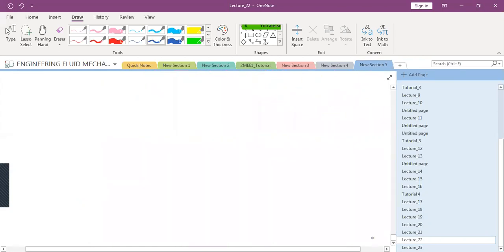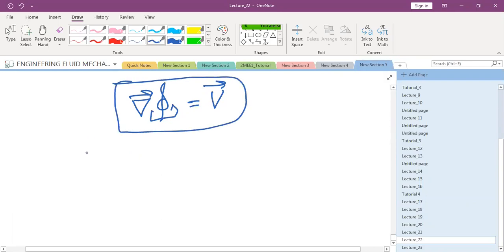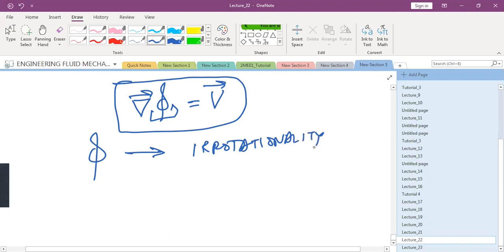Any doubts to anyone? Now I'm coming to, so we have defined del phi as V, where phi is the potential function. And now we will be studying the properties of this. So how has the potential function been defined? It has been defined through the irrotational, inviscid condition.